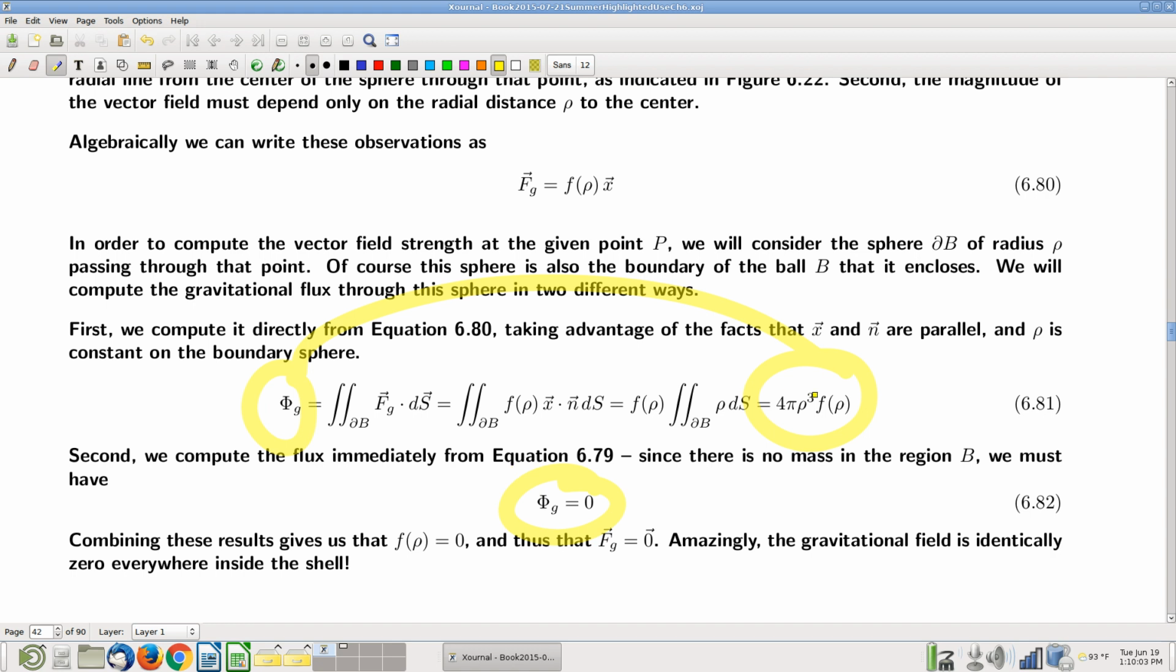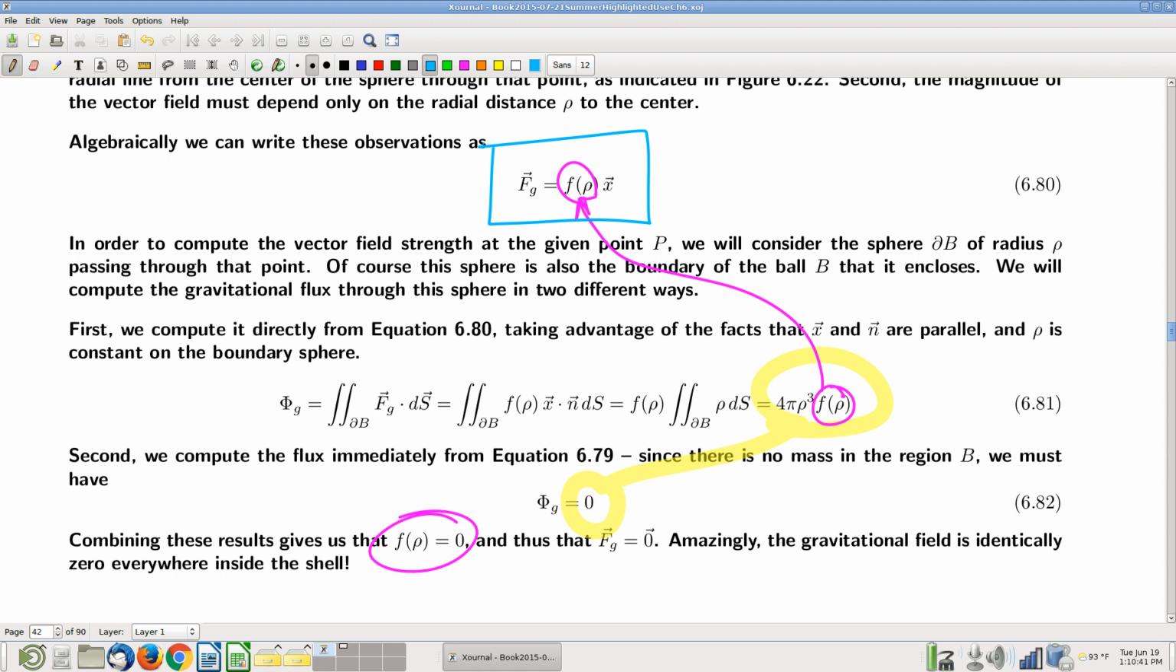So the flux is equal to two things. On the one hand, the flux is equal to that. On the other hand, the flux is equal to 0. That means that this thing here is equal to 0. How could this expression be 0? Well, either 4 is 0. Okay, that's silly. Pi might be 0. No, of course not. Rho might be 0. No. We're looking at a non-trivial sphere here. The only thing it could possibly be is this thing, namely that thing, and that tells me that our vector field is 0.